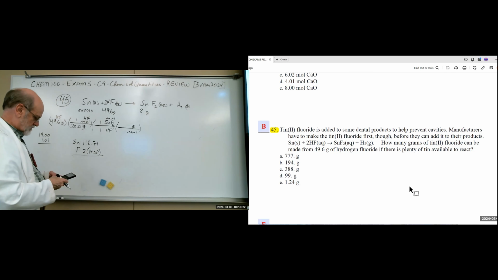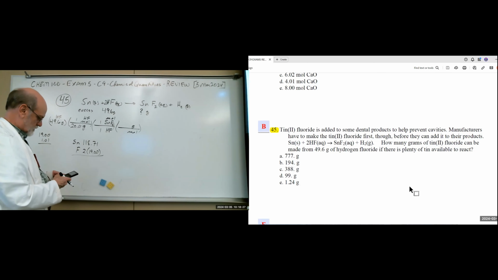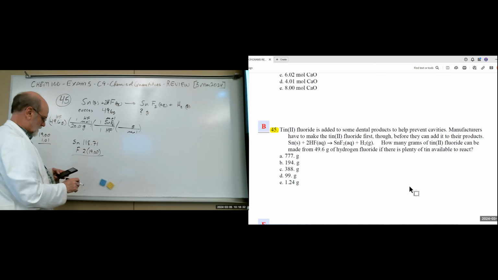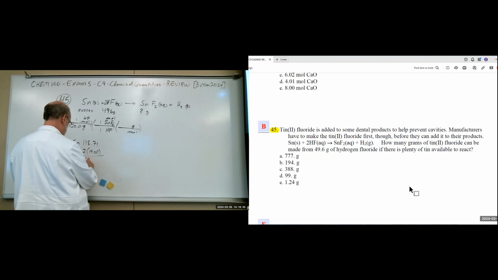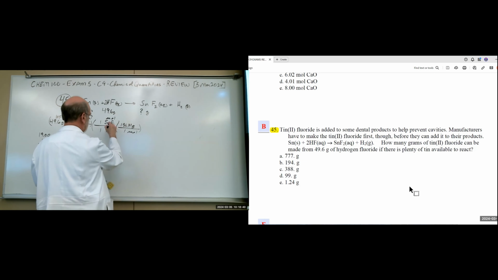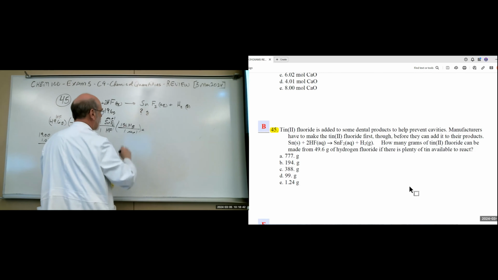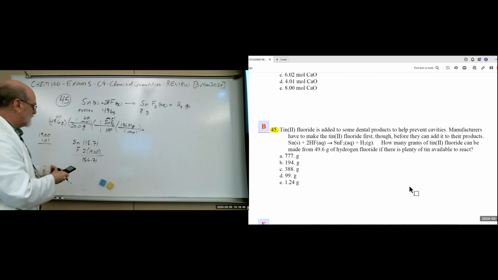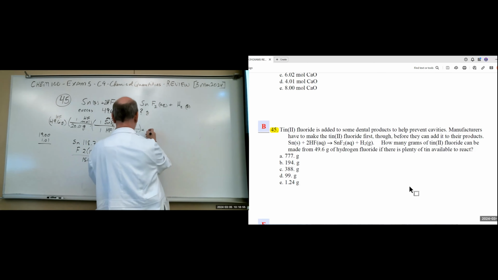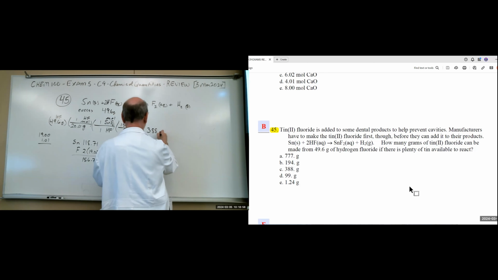So let's see what that is. 38 plus 118.71 is 156.71. So 156.71 here, and that will give us the mass of tin-2 fluoride. So I'm going to multiply that times 49.6 and divide by 20.01. And that should be 388 grams.